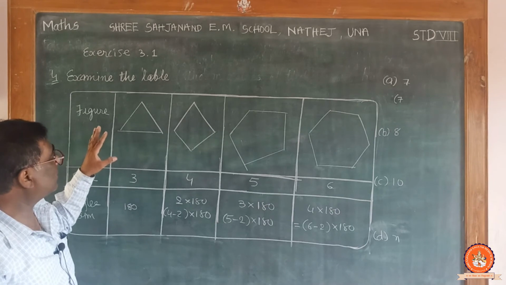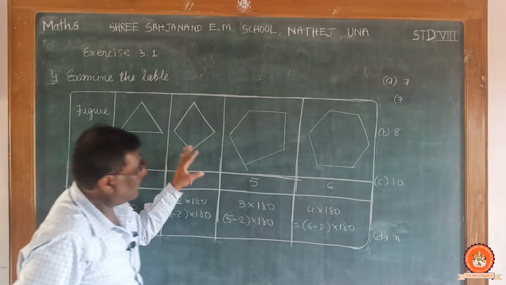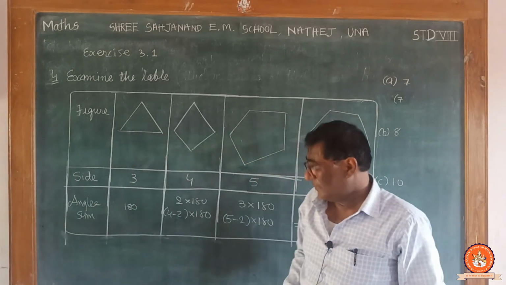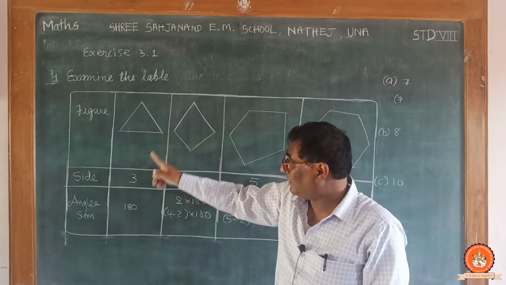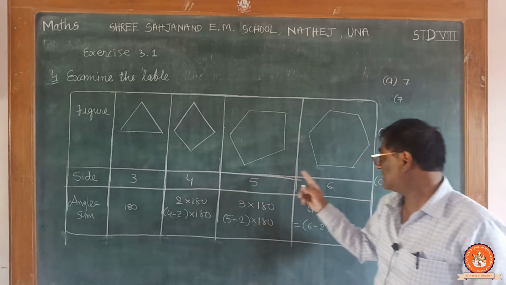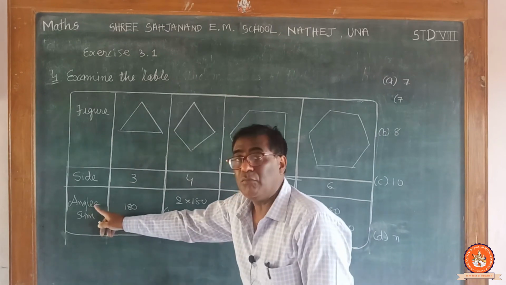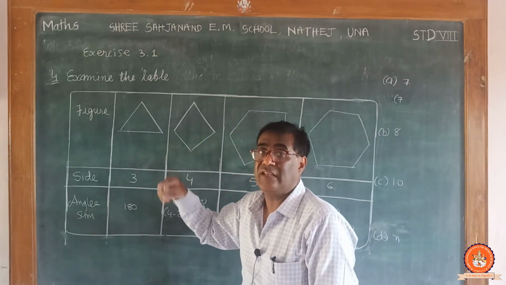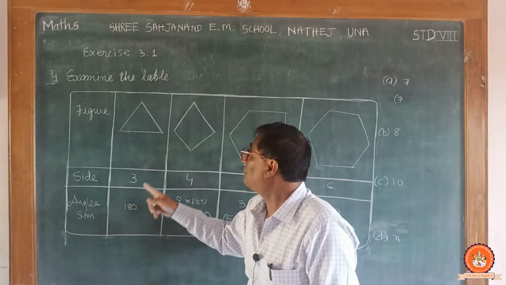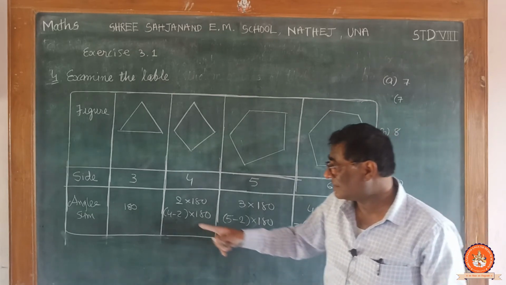There are 4 convex figures. This one is a triangle, this one is a quadrilateral, this one is a pentagon, and this one is a hexagon. A triangle has 3 sides, a quadrilateral has 4 sides, a pentagon has 5 sides, and a hexagon has 6 sides. Now angle sum. The sum of the angles of a polygon is known as the angle sum property for that polygon. So the angle sum property for a triangle is 180, meaning the sum of the angles of a triangle is 180.